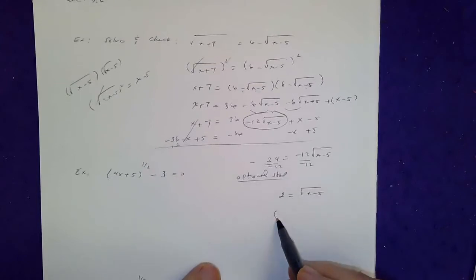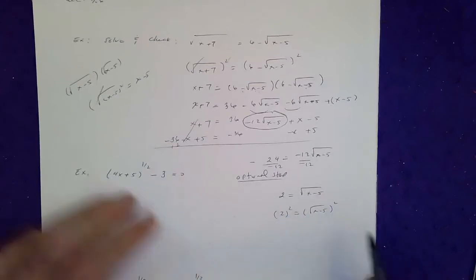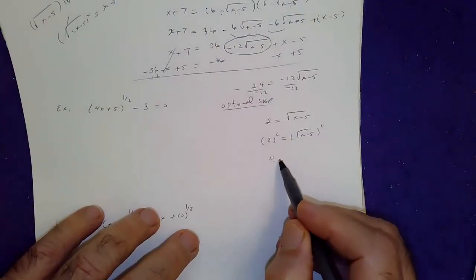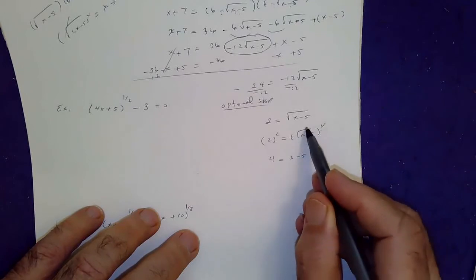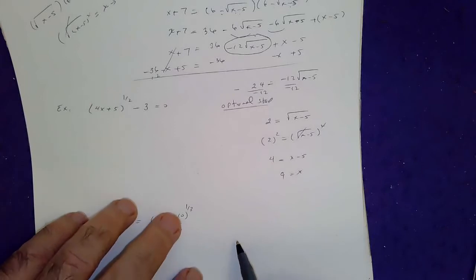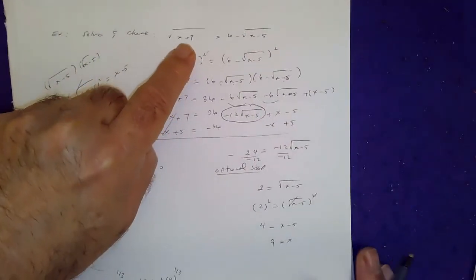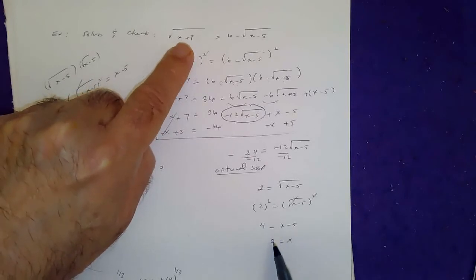Once again, I have to raise both sides to the power of 2. I got to keep doing this till I get rid of the radicals, correct? And finally, I get 4 is equal to x minus 5. The 2 wipes out the radical. So it looks like x is equal to 9. But remember, before you box the answer, make sure it checks.